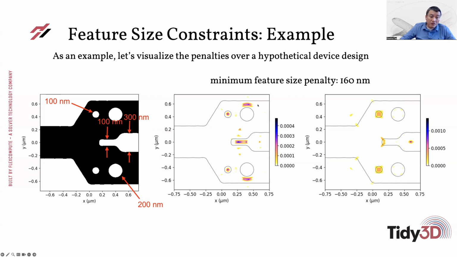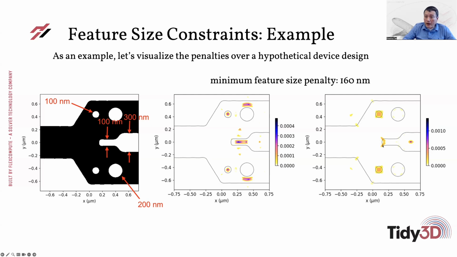And you can see whenever the minimum feature size become small, suppose you choose a desired minimum feature size of 160 nanometer, whenever the minimum feature size falls below, you start to see this value of the penalty function start to deviate from 0. Similarly, you can also define a penalty function associated with curvature. Again, whenever you have sharp corners, you can see the value of the penalty function start to show up.